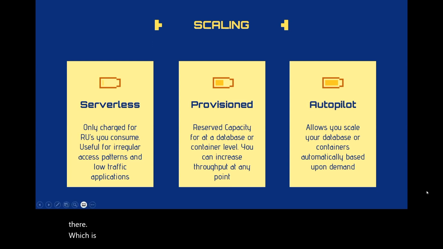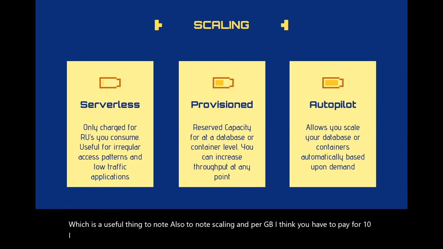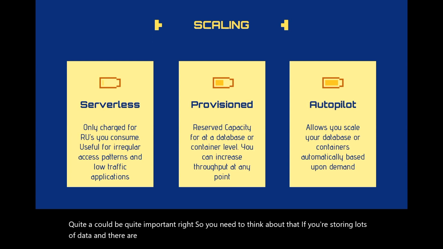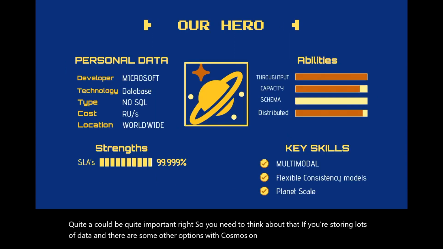Also to note on scaling, per gigabyte, I think you have to pay for 10 RUs. So the storage capacity, not just the demand of how much your database is accessed, could be quite important. You need to think about that if you're storing lots of data. There are some other options with Cosmos on Azure about that, but I don't want to cover that today.